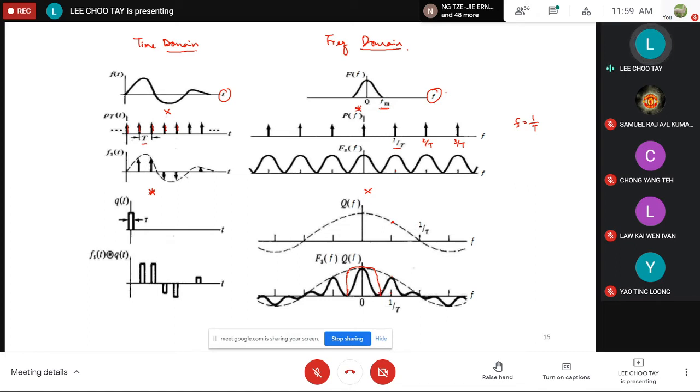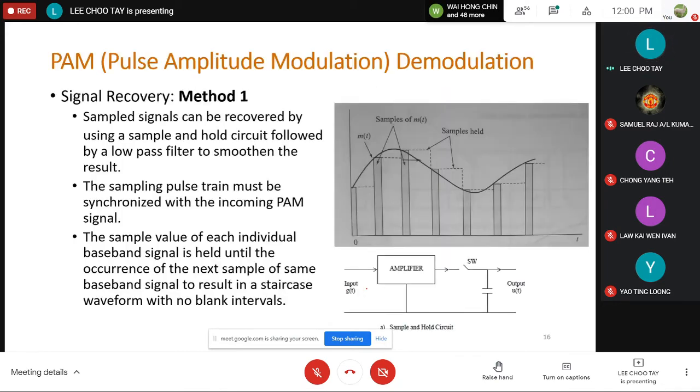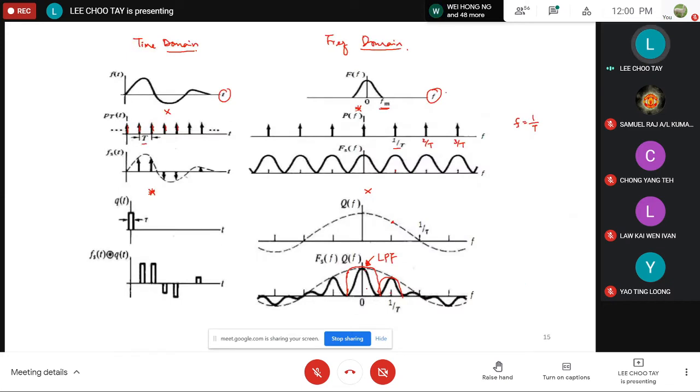It doesn't mean that you cannot recover here, but here the amplitude is so low. Recovery here is easier, so this will require a low pass filter only. If you try to recover over here, you need a band pass filter. So again, what we do is we recover it using a low pass filter. So far, that's all for PAM generation.